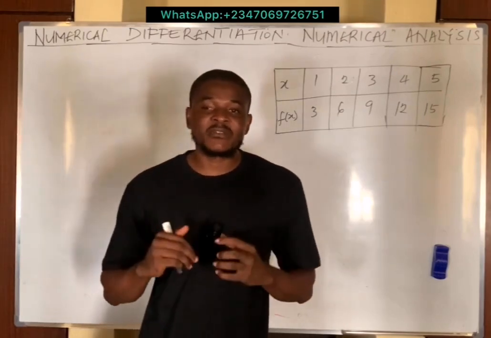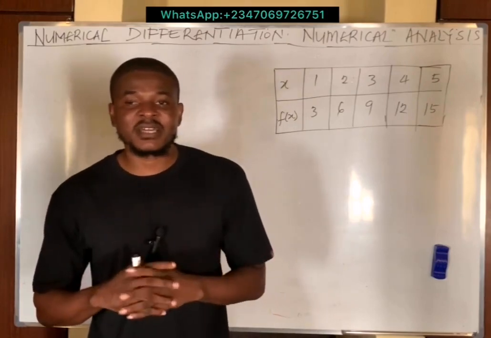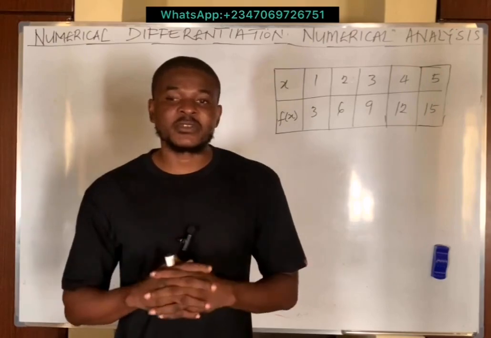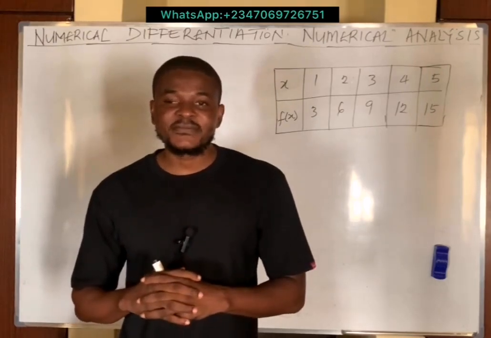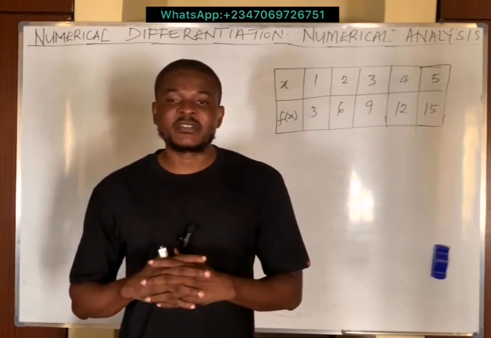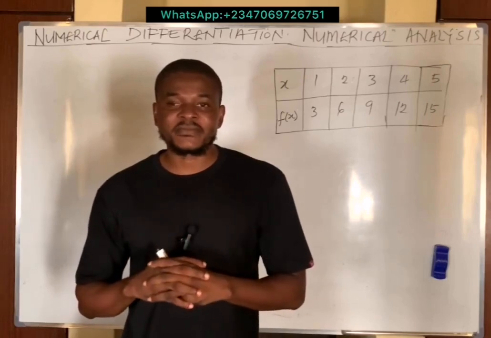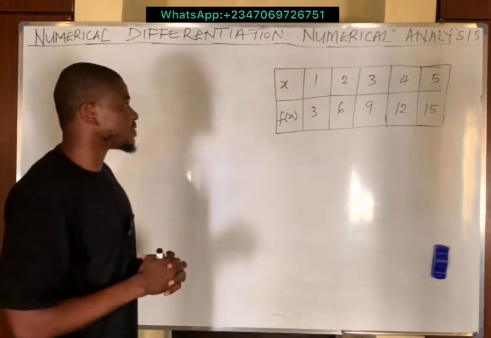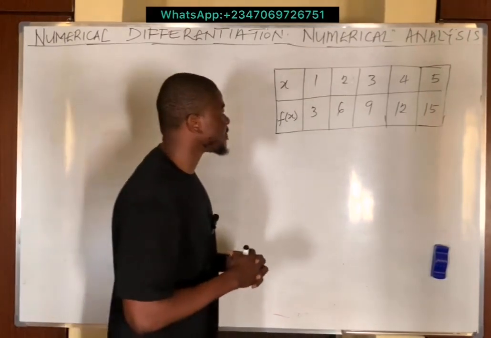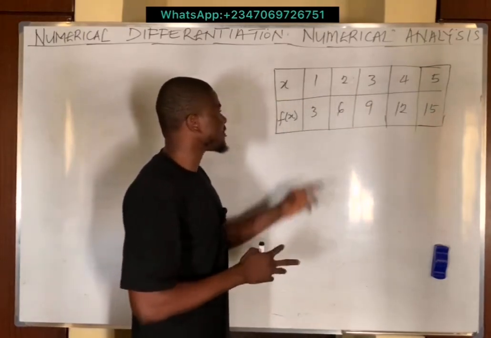An understanding of these three tables is key and important if you must understand numerical differentiation in numerical analysis. So let's explain the difference between the central difference table, the backward difference table, and the forward difference table. Now let's take a look at this table on the board. We have a table of values x, which is 1, 2, 3, 4, 5. You have f of x.